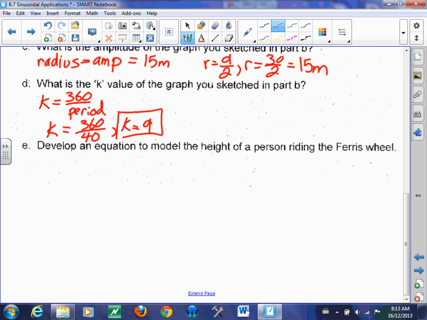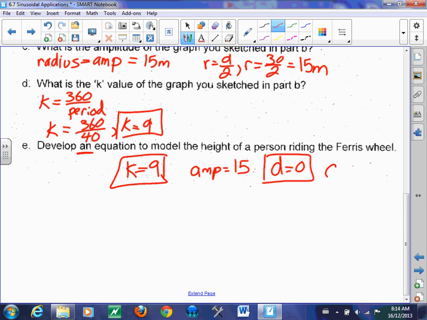All right. E, develop an equation to model this. Now, it doesn't say you have to do 2, but in some cases, if you want to do 2, you can. What do we know already? We know that K equals 9. We found that out. We already know that amplitude equals 15. We know that we're starting at 0 because there's no shifting. And we also know that the axis is at C equals 15.